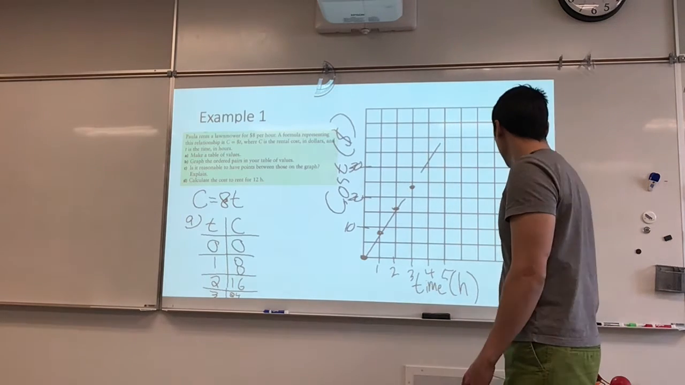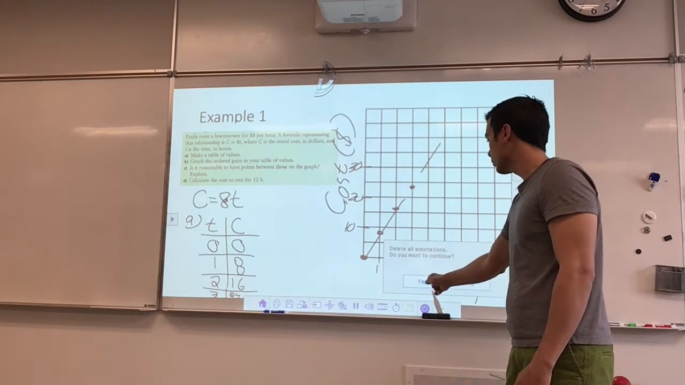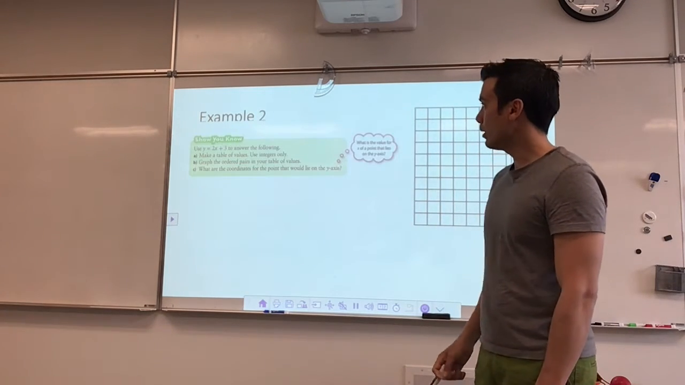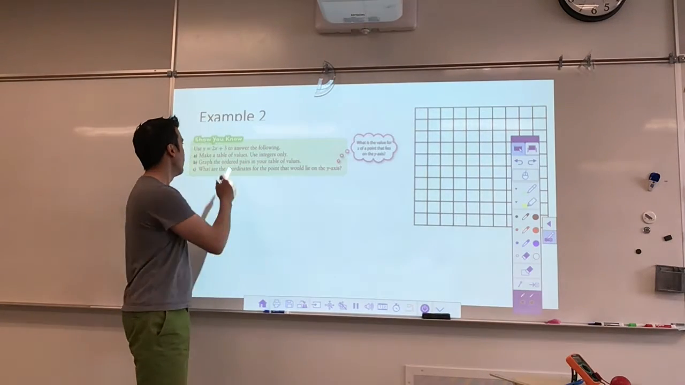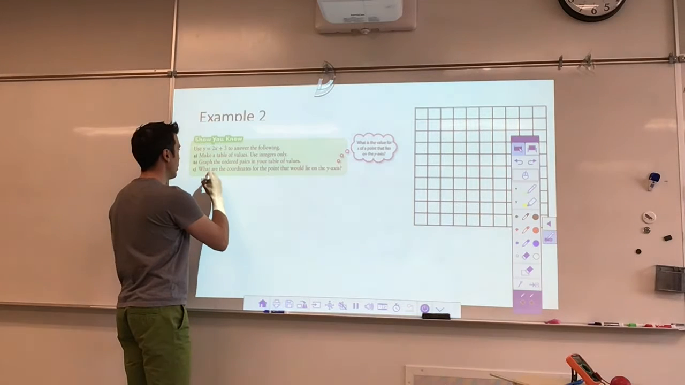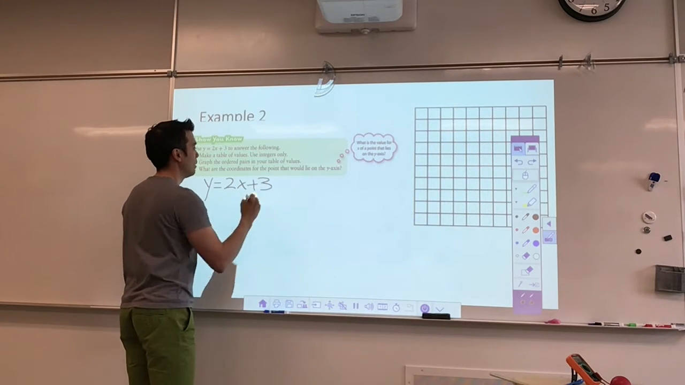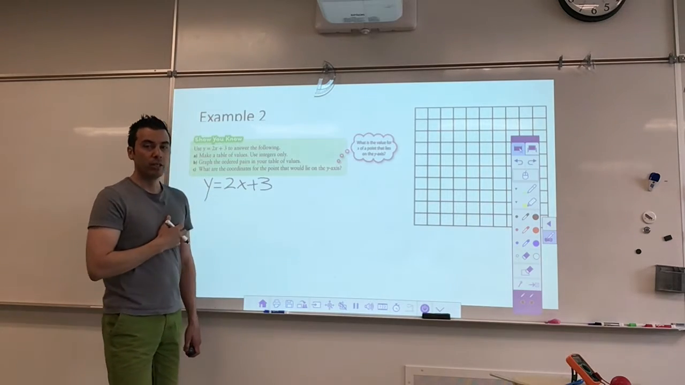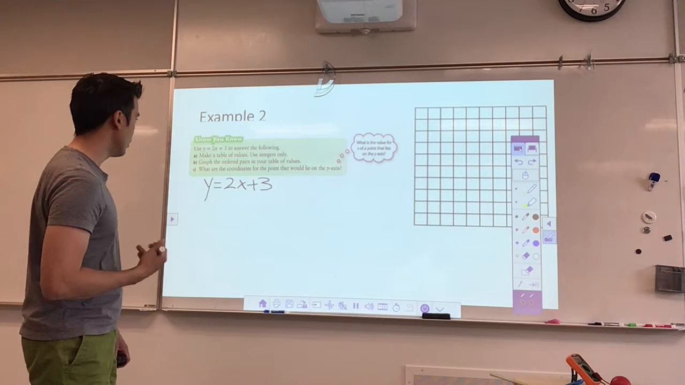Okay, one more example, and you'll see some of these as well. In this case, we have the equation y equals 2x plus 3. And we're going to use this equation to answer the following. Make a table of values, use integers only.